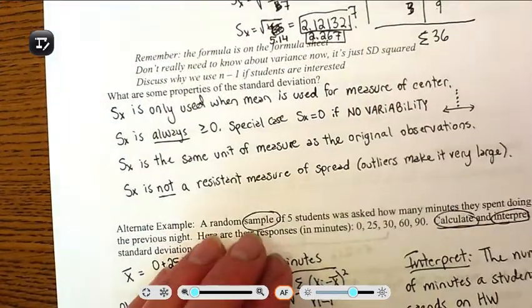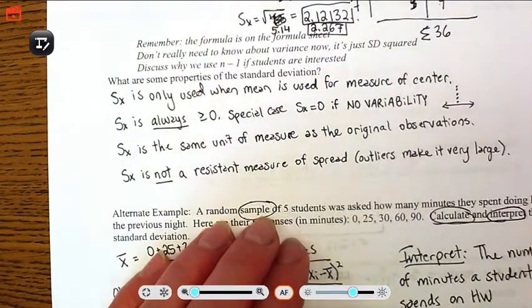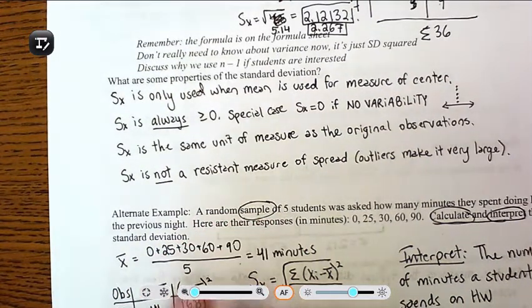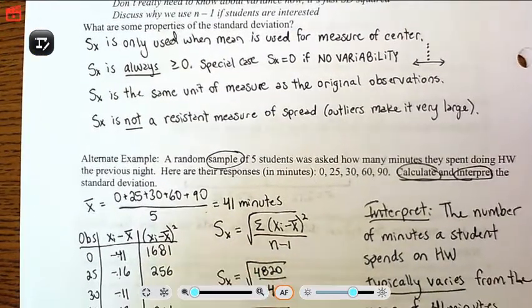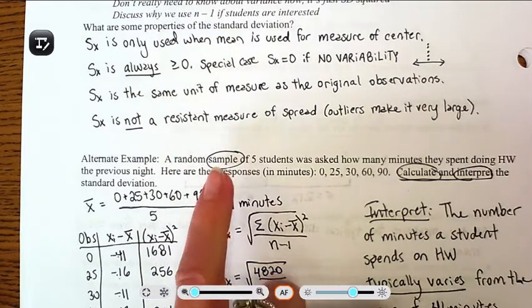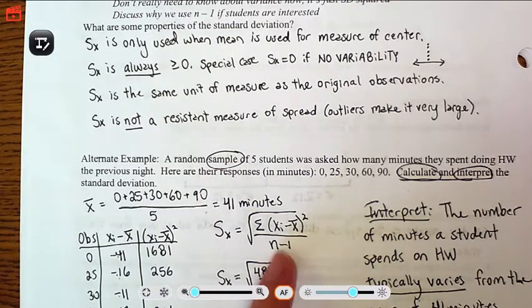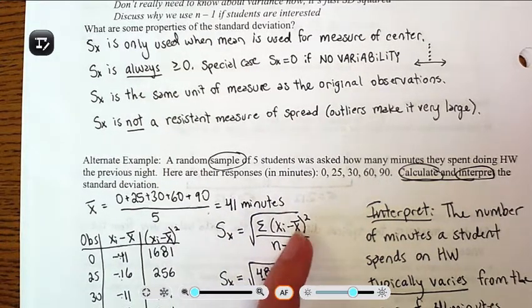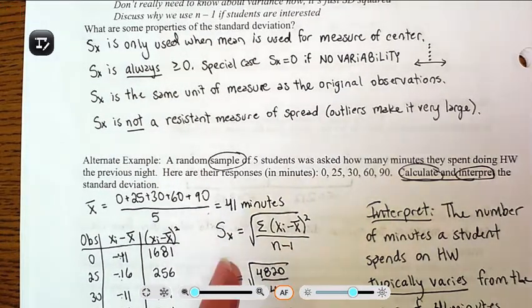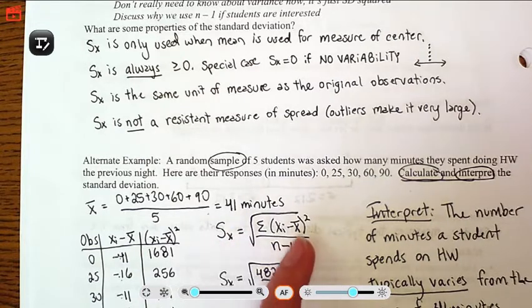Okay. A random sample of 5 students was asked how many minutes they spent doing homework the previous night. Here are their responses in minutes. Calculate and interpret the standard deviation. There are a couple keywords in here. This is a sample of 5 students, so I now know that I'm using the n-1 formula and that I'm using Sx and x bar in my notation, meaning that it's the sample standard deviation I'm looking for and it's a sample mean that I'm subtracting from.